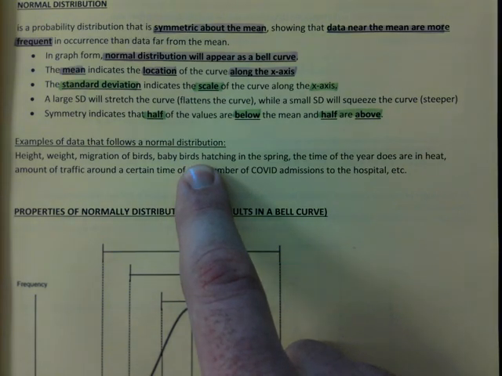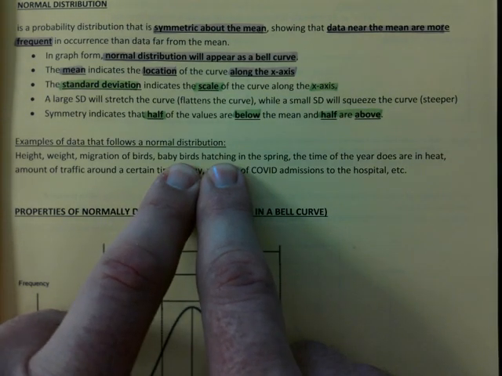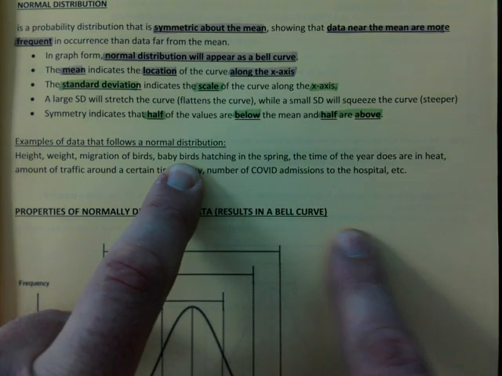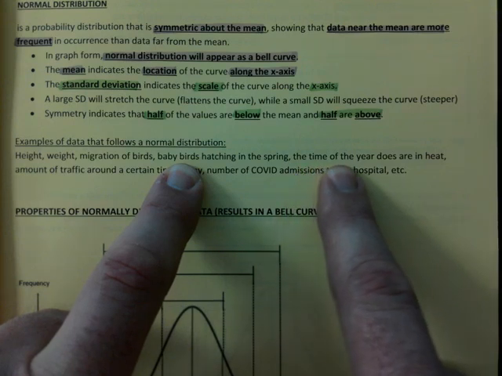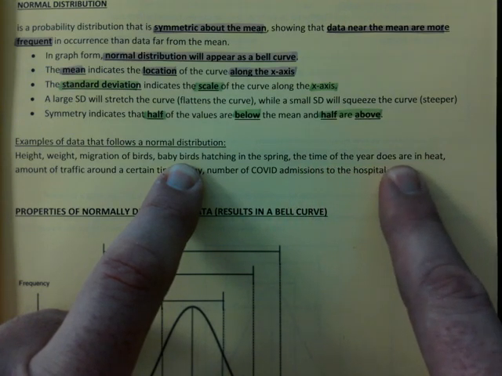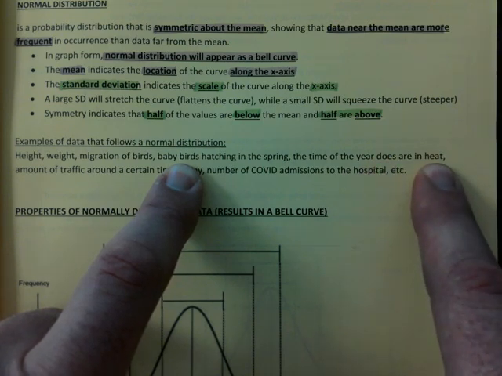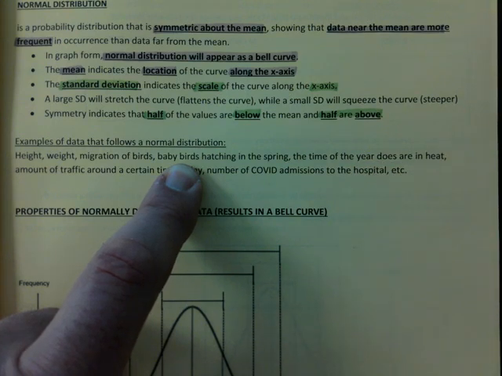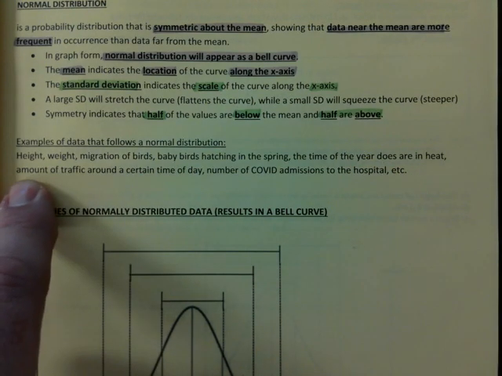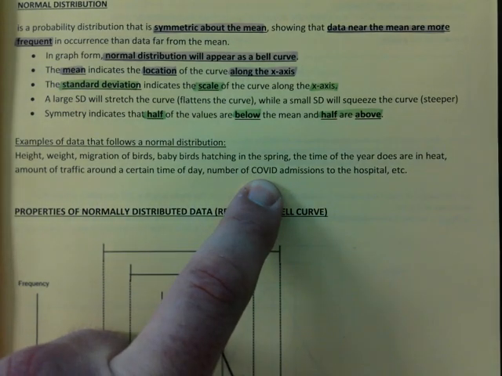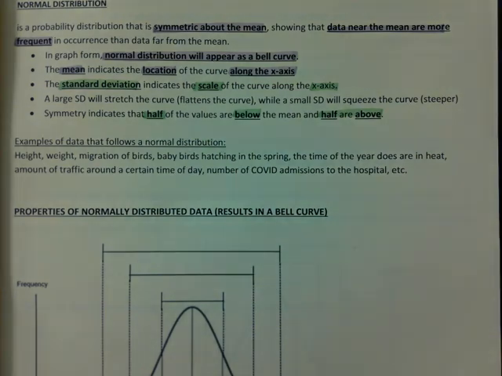Worms coming out or bugs coming out, hatching. Right after the birds hatch, you want the bugs to come out as well so they can survive. The time of the year that does are in heat, right? So does, deer, they usually start the mating process in the fall. So there's like that peak time. Traffic around a certain time of the day. The COVID admissions, like there'll be this peak. They'll observe the peak in there as well. So a lot of things are normally distributed.